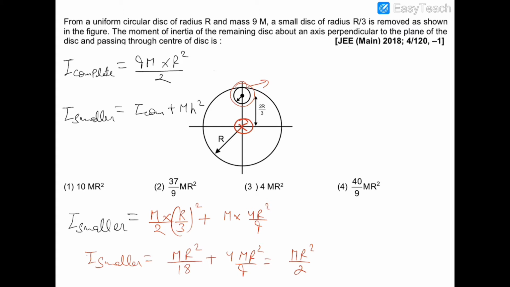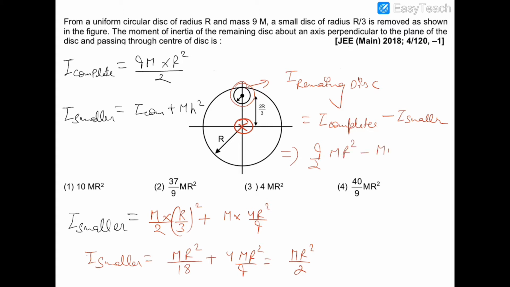So the total moment of inertia, the remaining moment of inertia of the remaining disk, will be equal to I complete disk minus I smaller disk. So it is equal to 9 by 2 mr square minus mr square by 2. So this is 4 mr square. So the correct answer would be option number 3.